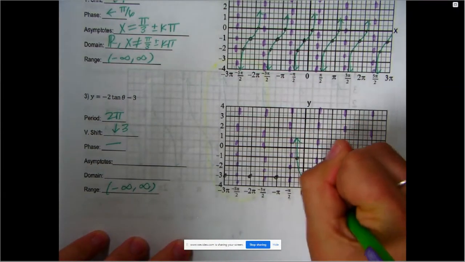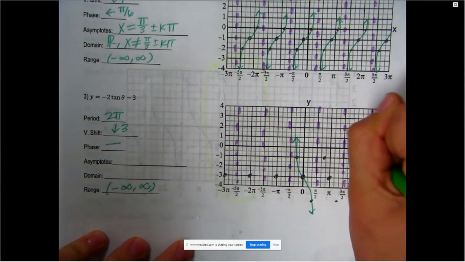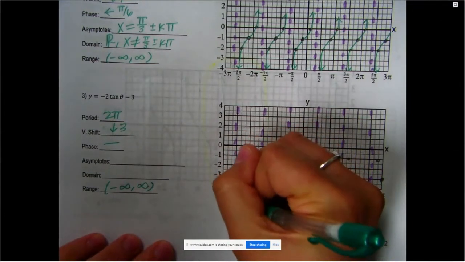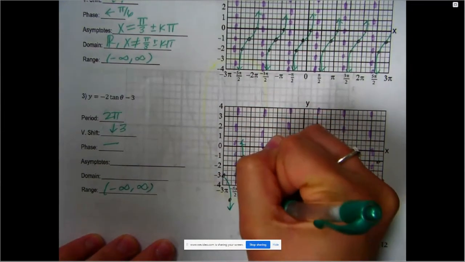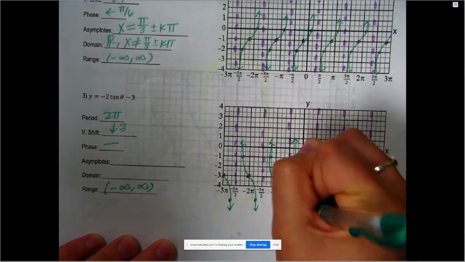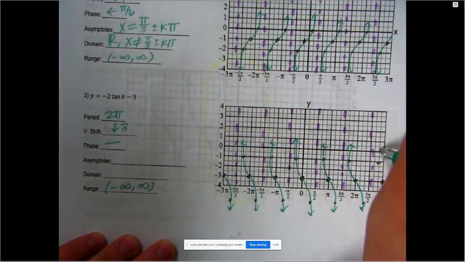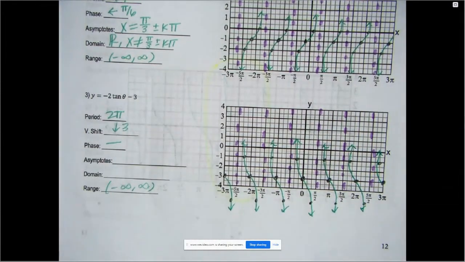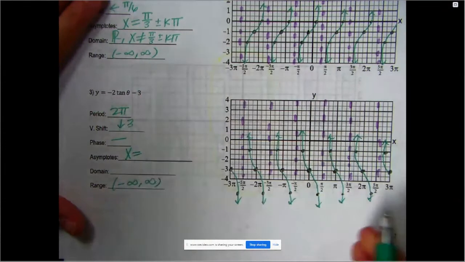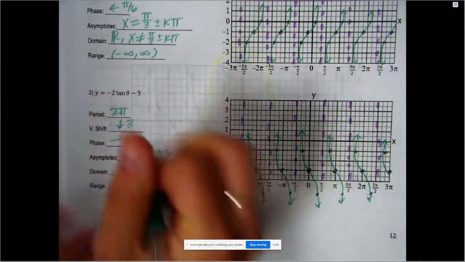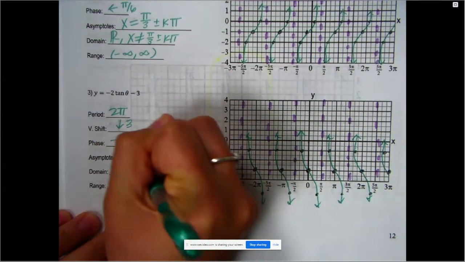Let's do that across the whole graph. Up 2 on the left, down 2 on the right. Sorry, this went off the graph. Yay! Let's write the equation of asymptotes and domain, and then we'll be done. For my asymptote, x equals, it's at pi over 2, so I'll use that one, plus or minus k pi, still half the period. Domain is all numbers except that.